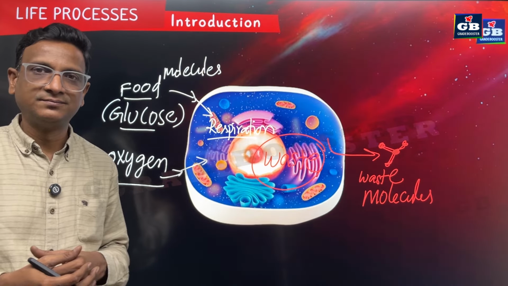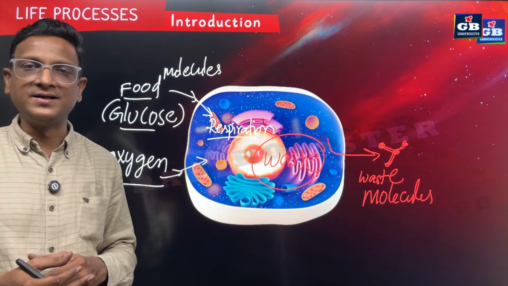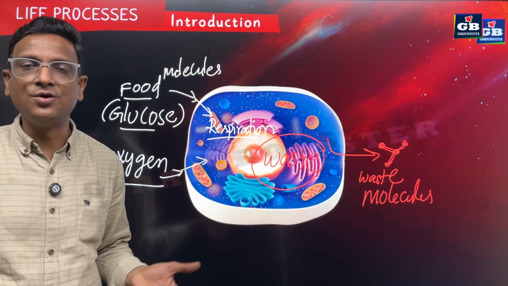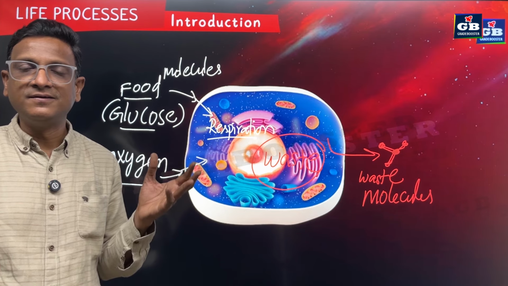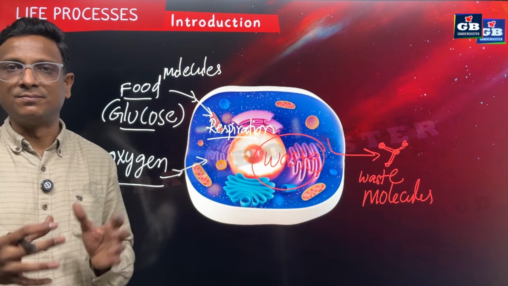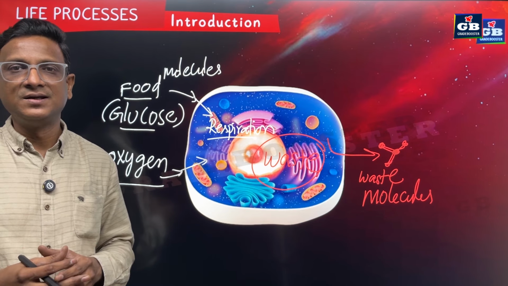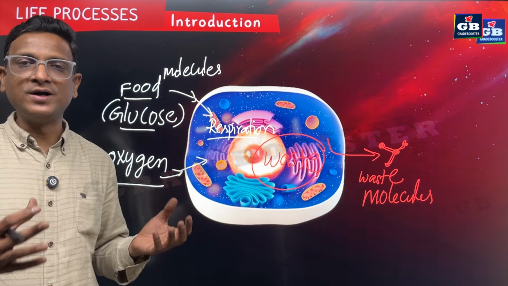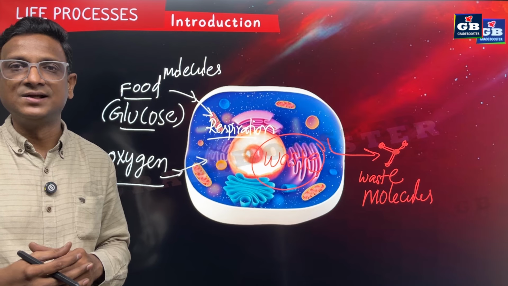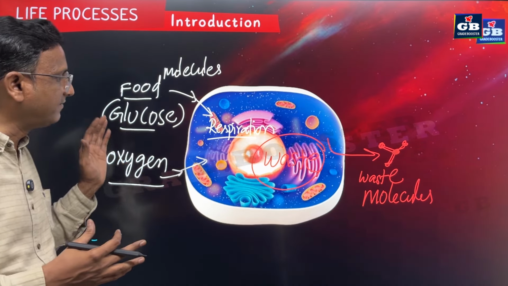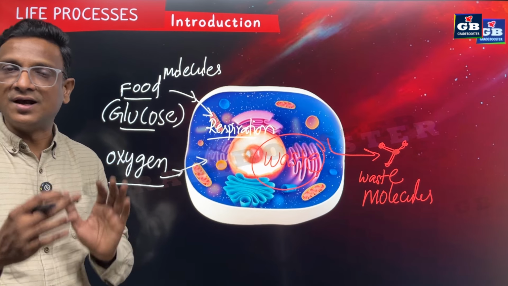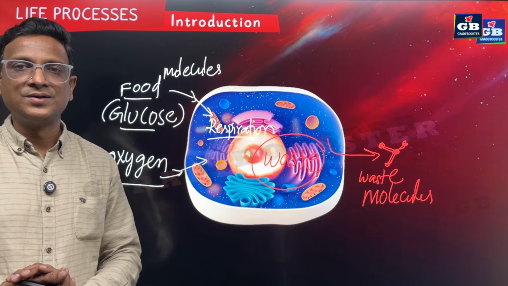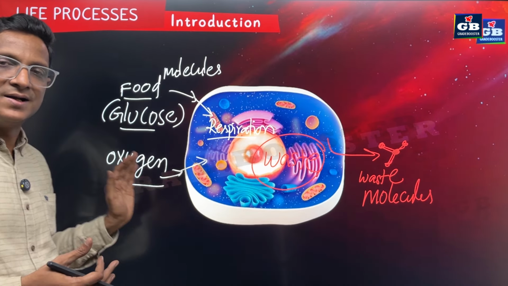So how does it happen? See children, if it is a single celled organism, it is very easy for the materials to enter its cell and exit its cell. But you see the human body. The human body is a very complex system. A complex body has so many systems. If you take any other multicellular organism, a plant or any other animal, their bodies are made up of millions of cells. All these cells should be supplied with these materials, and all the cells should be cleared of waste materials. So this is a continuous process.